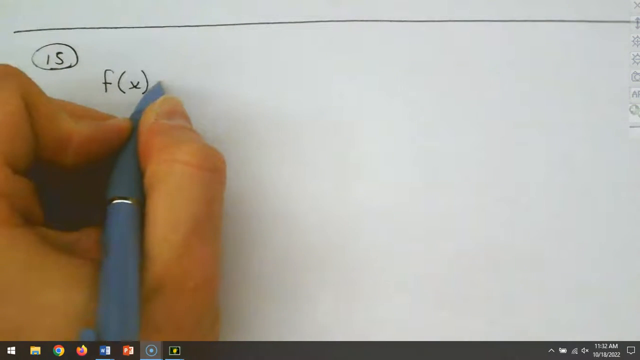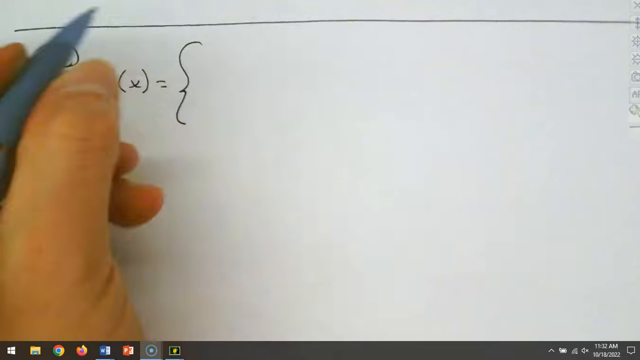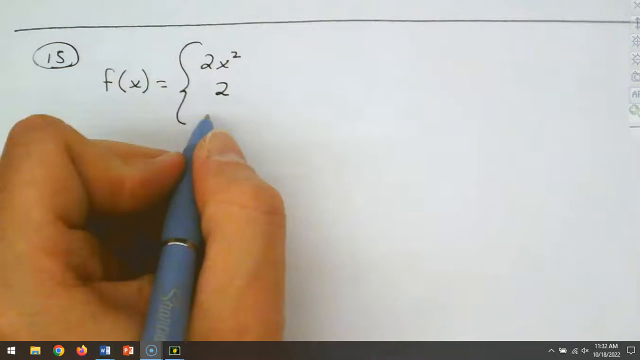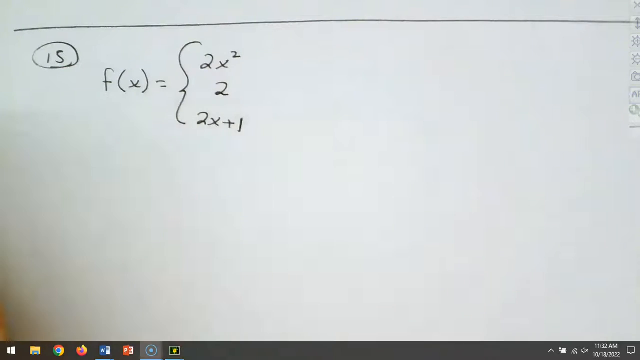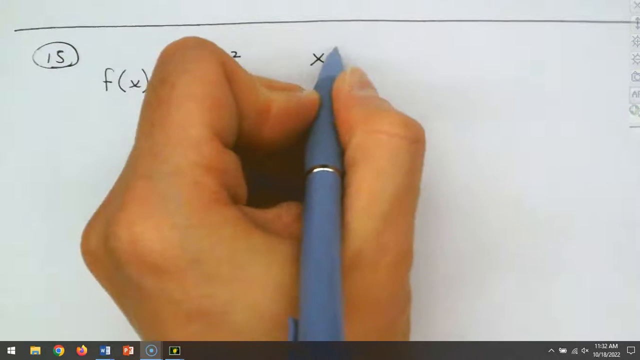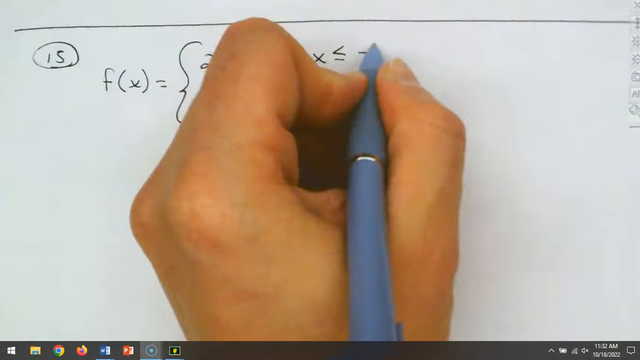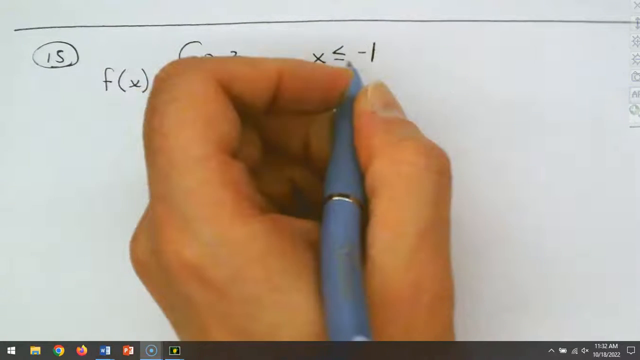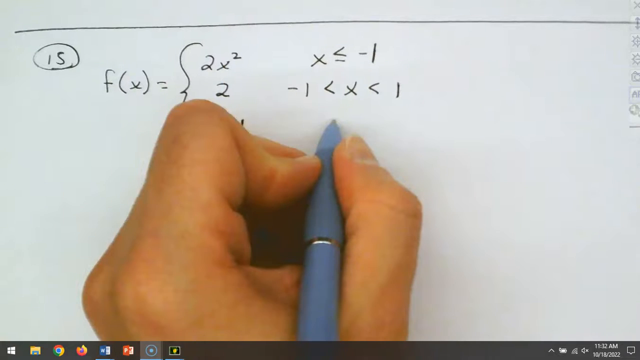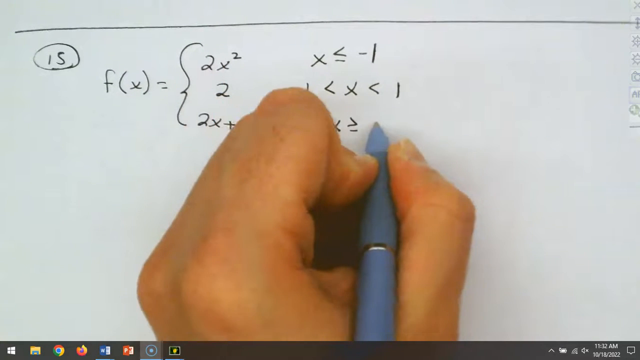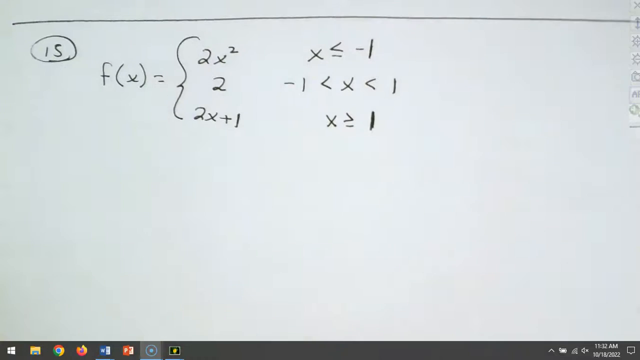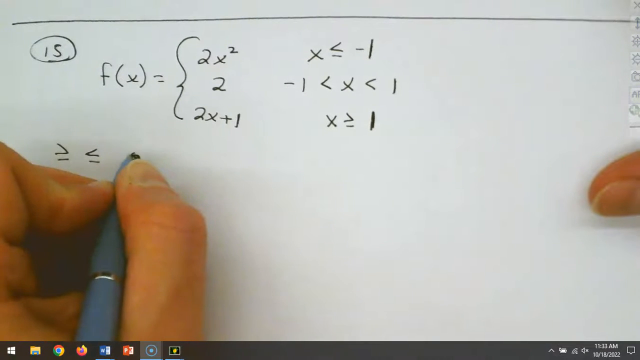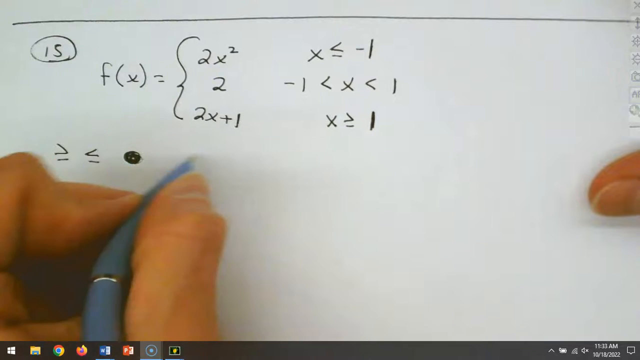But let's talk about our function here. We've got 2x squared. We've got a 2. And we've got a 2x plus 1. And this is for x less than or equal to -1. If x is between -1 and 1. And this one is going to be for x greater than 1. So the first thing I need to figure out is what gets a closed filled-in circle and what gets an open circle.